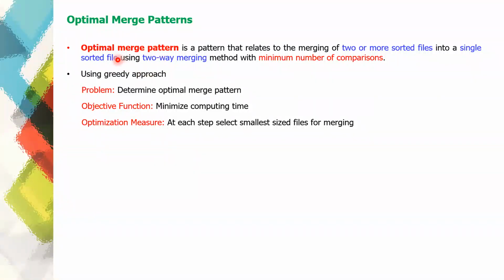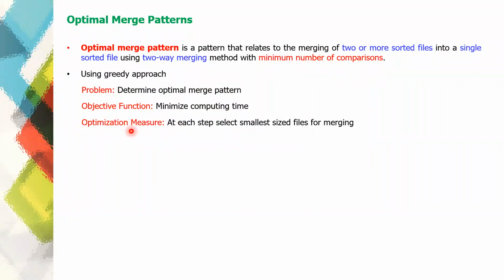So for finding an optimal merge pattern, you are going to apply the greedy approach. You are going to identify the optimization measure and the objective function for the given problem. The given problem is to determine the optimal merge pattern. So the objective function is to minimize the computing time. How can computing time be minimized? By minimizing the number of comparisons.